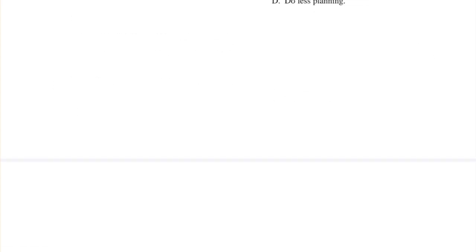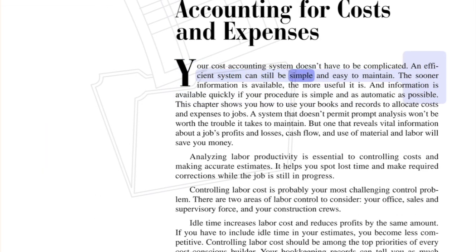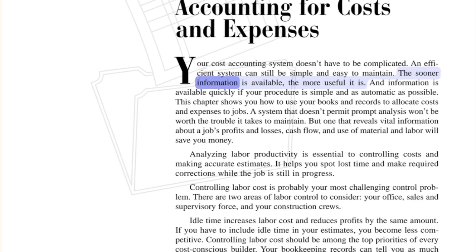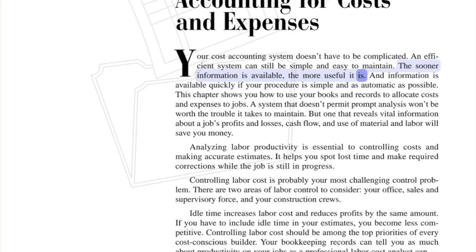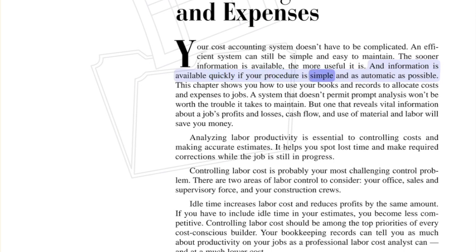Accounting for costs and expenses. Why our cost accounting system doesn't have to be complicated. An efficient system can still be simple and easy to maintain. The sooner information is available, the more useful it is. And information is available quickly if your procedure is simple and as automatic as possible.